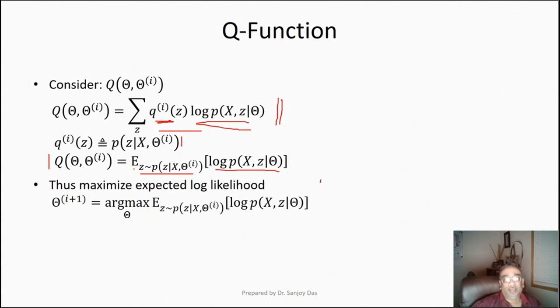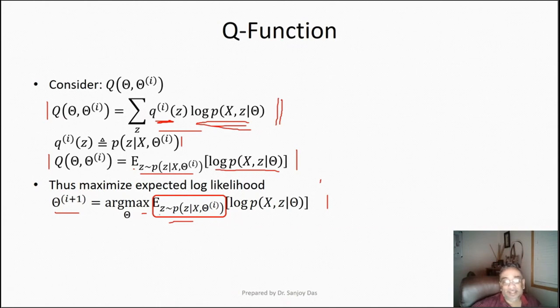So this is what we want to maximize. The log likelihood is being maximized. So in each iteration, theta i+1 is equal to argmax of this expectation that we just saw, which is the same thing as the Q function. The Q function is in fact an expected value of the log p(x, z given theta). Now the question is how to find this expected value of this log. How does one find this?